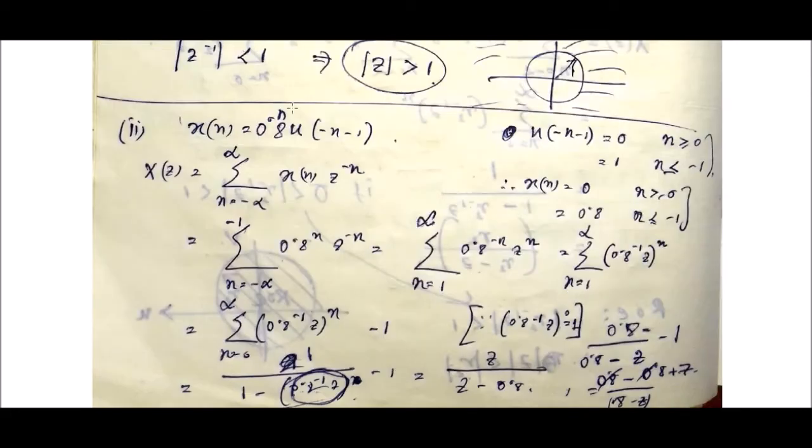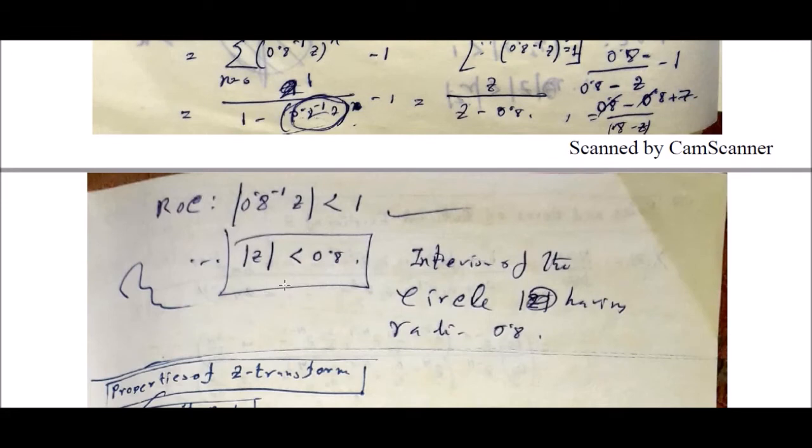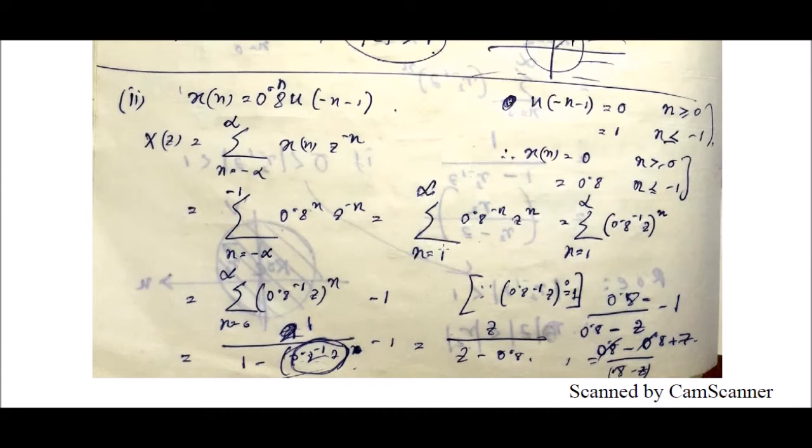Okay, and if you consider this kind of anti-causal signal, see that it is an anti-causal signal. It will exist only on the left side of the y-axis. Right side samples will all be 0. If you do this example, you will find it has this kind of condition for the ROC: Z magnitude should be less than 0.8. Suppose here you are obtaining 0.8. That means its ROC will be interior to the circle having the radius of 0.8, since it is the left-sided signal.